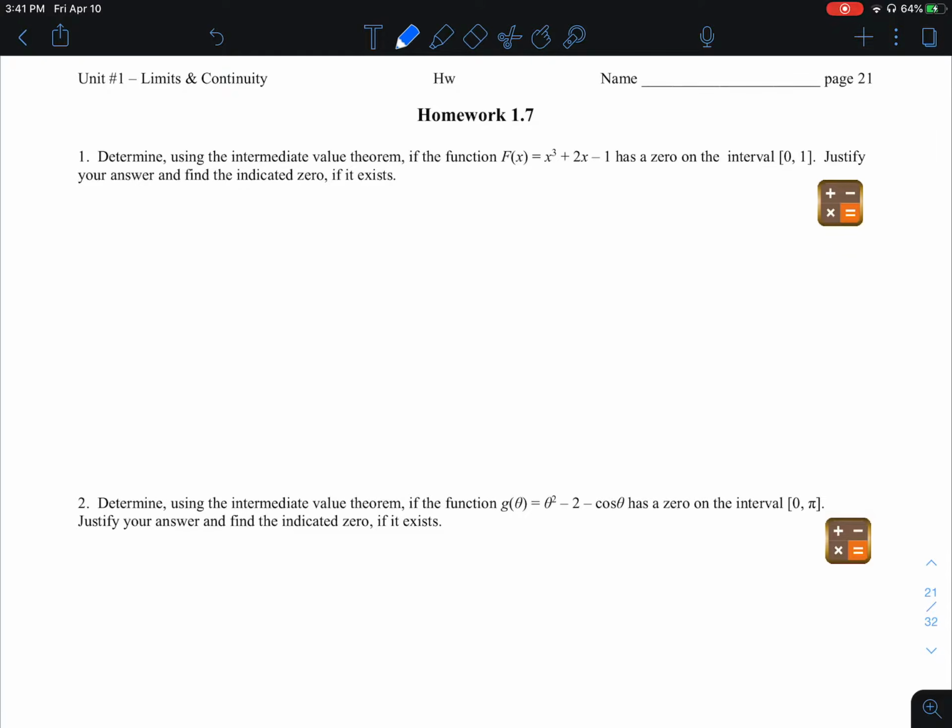Calculus AB homework 1.7. This is using the intermediate value theorem. Number 1: determine using the Intermediate Value Theorem, that really should be capitalized, if the function f of x has a 0 on the interval from 0 to 1. Justify your answer and find the indicated 0 if it exists.